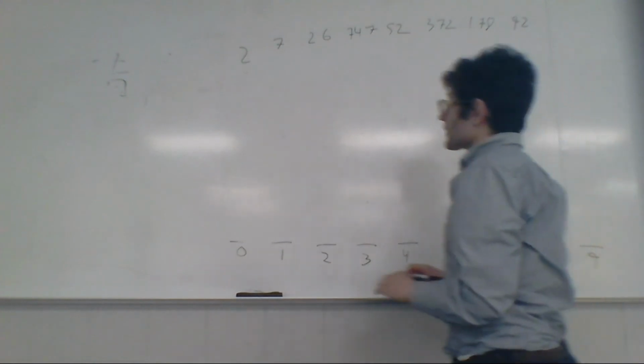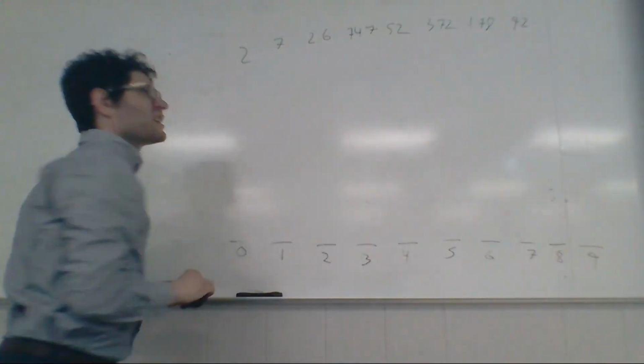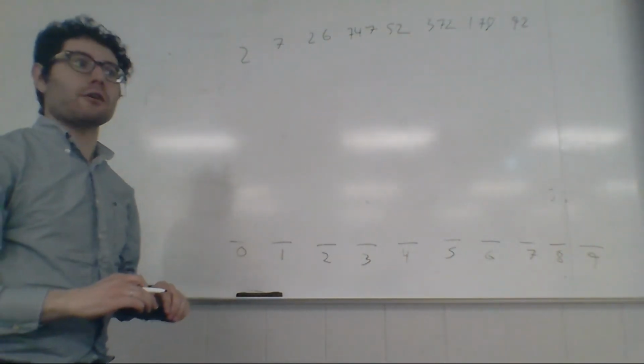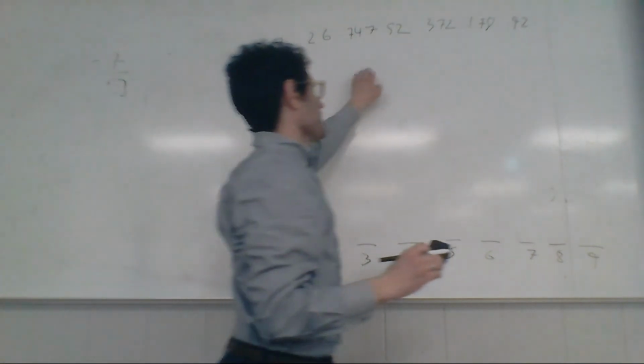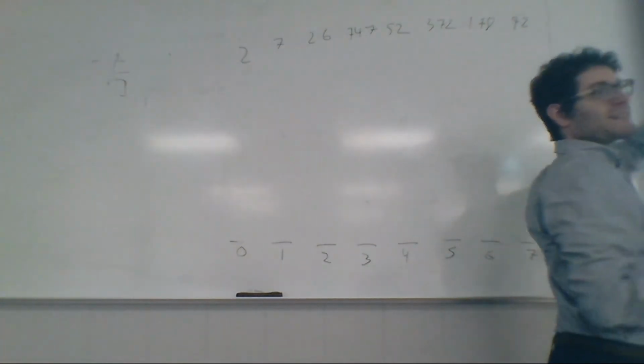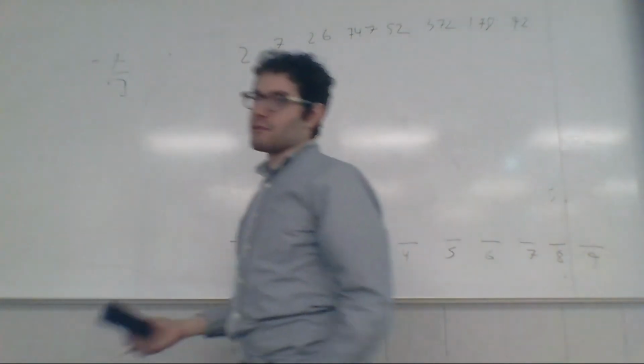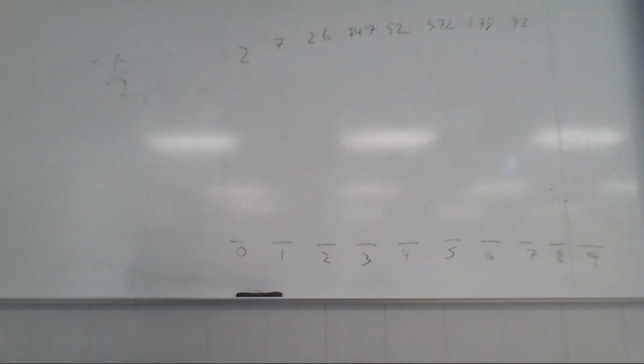Okay, so now if we look at it, everything is now sorted if we only look at the last two digits. So 2, 7, 26, 47, 52, 72, 78, 92. Okay, so now we're going to make a third pass. And obviously what's going to happen is that we're looking at the hundreds place this time.